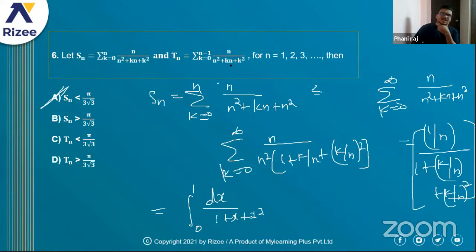Now clearly you see this Tn is always less than Sn. Tn is always less than Sn, because it's only till n minus 1 terms and all the terms are positive. But Sn itself is less than π/(3√3), so this is also correct.